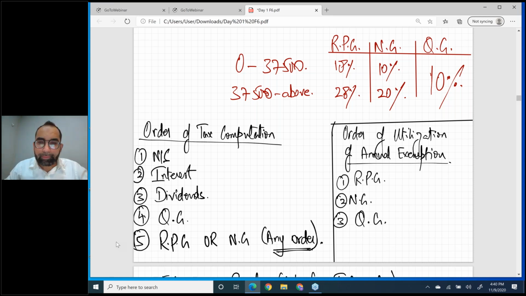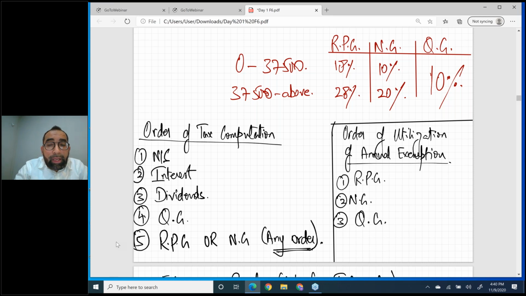Now, for example, in one fiscal year you have three gains: RPG, NG, and QG, and you have only one annual exemption. We all know for one fiscal year there is only one annual exemption, that is 12,000 pounds. So how can we use that annual exemption?